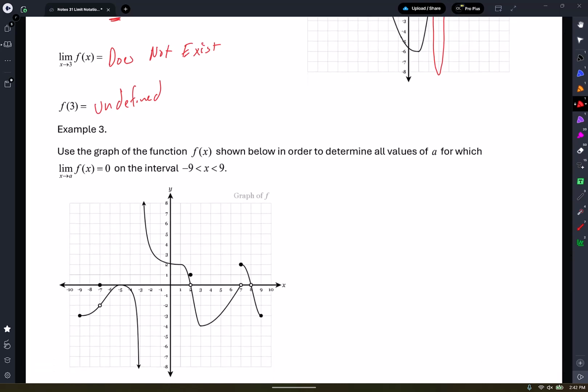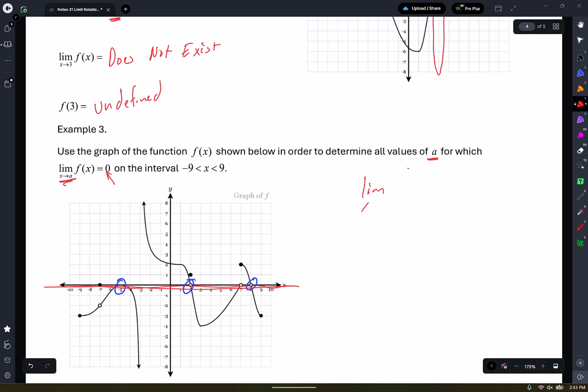Use the graph of the function f of x shown below in order to determine all values of a for which the limit as x approaches a of this function is 0. So how many do I have? I need whole numbers. It looks like there's at least one right there, another one right there, and one more. 3.